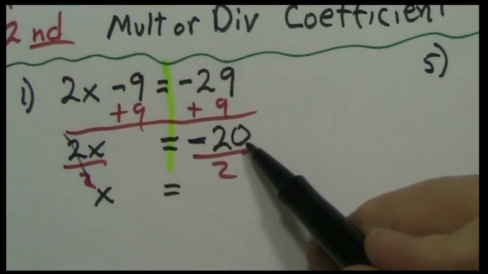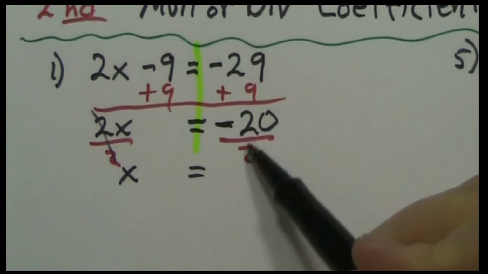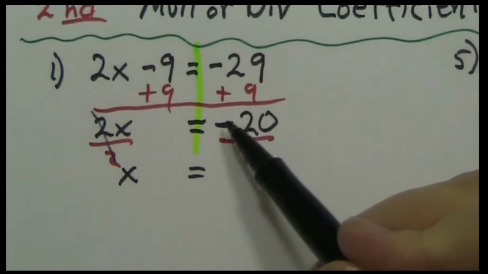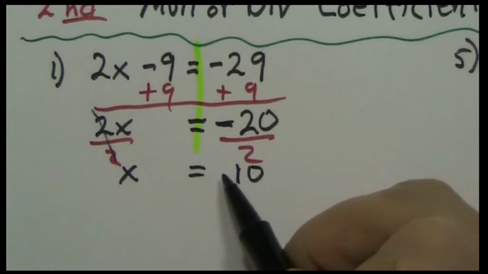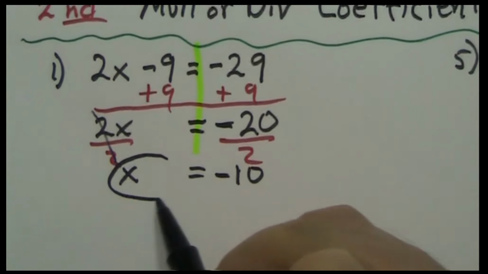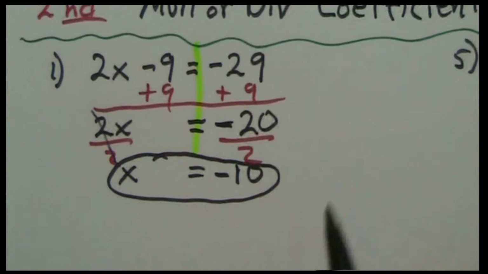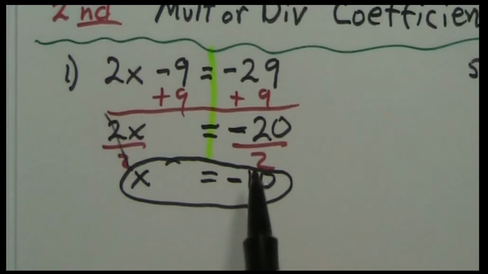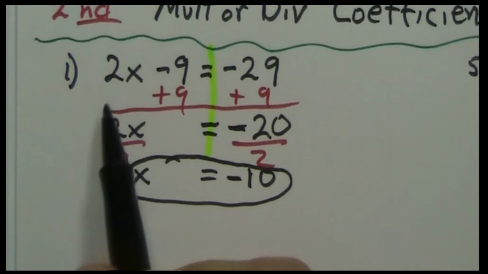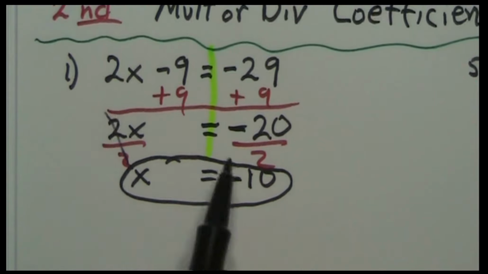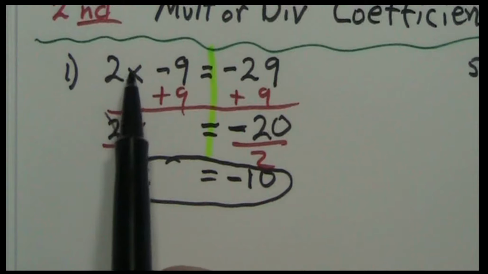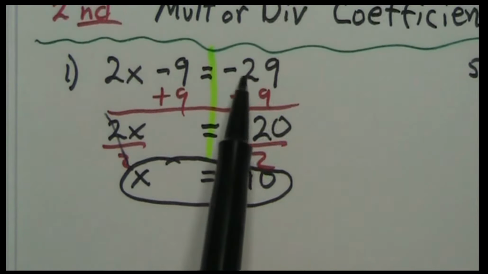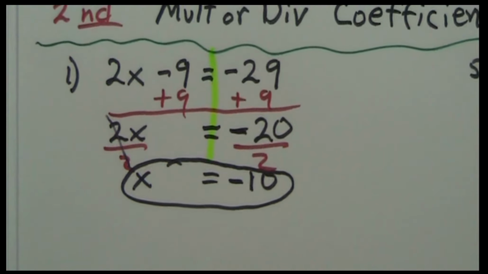Over here, 2 goes into 20, 10 times, and there's 1 negative. 1 negative, so that means it's negative. And if I plug this in there, negative 10 times 2 is negative 20. Negative 20 and negative 9 is negative 29. It works. We are correct.